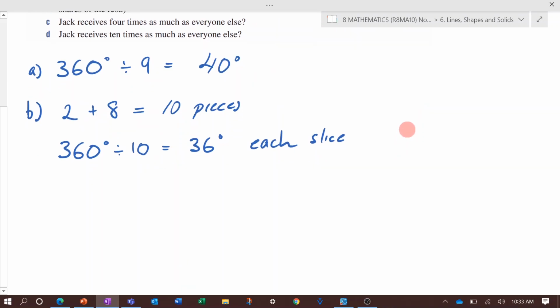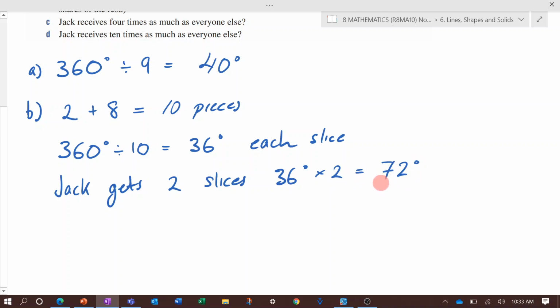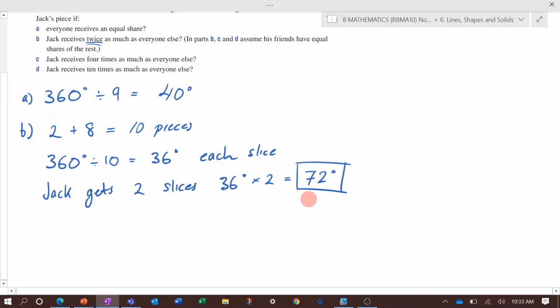Now, Jack gets 2 slices. So we go 36 degrees times 2 is going to be 72 degrees. And that is going to be our answer, 72 degrees. Perfect. We now come to our next one.